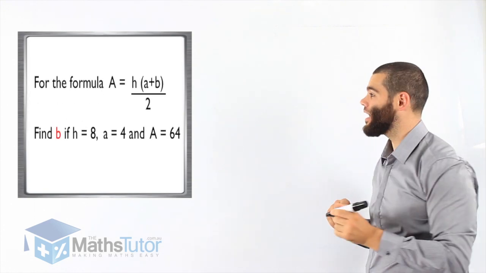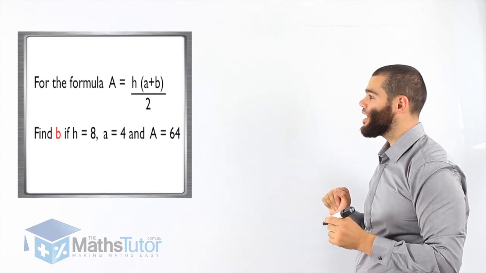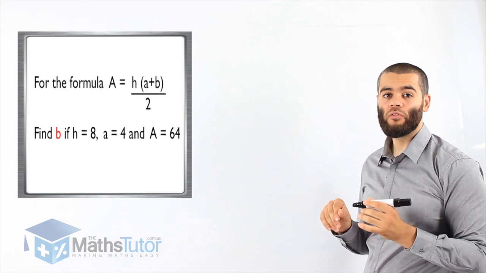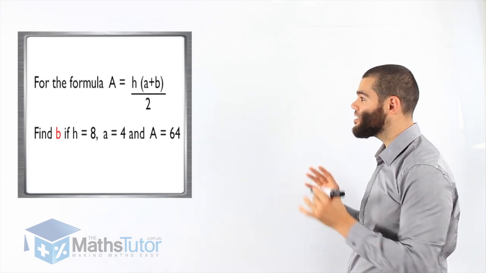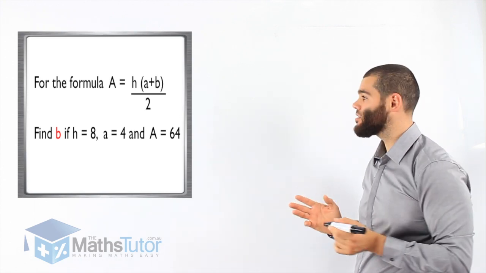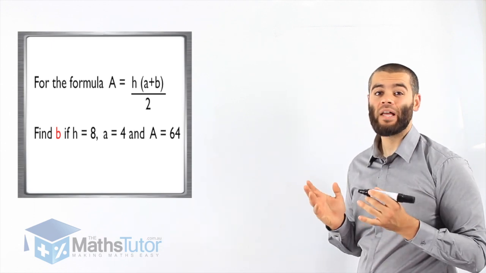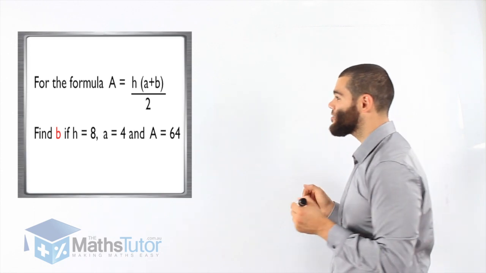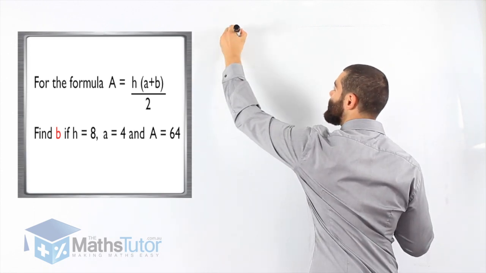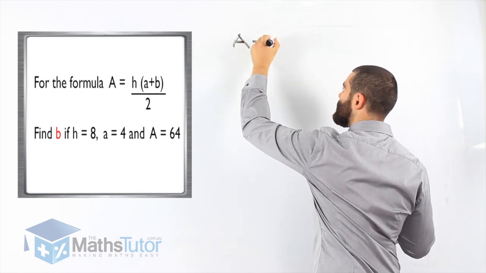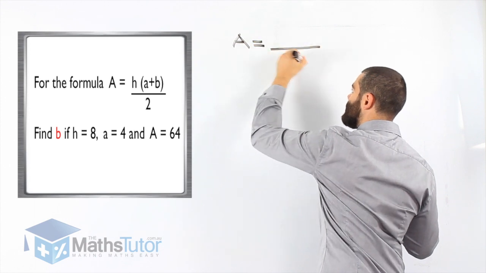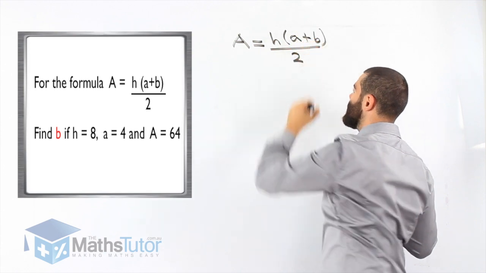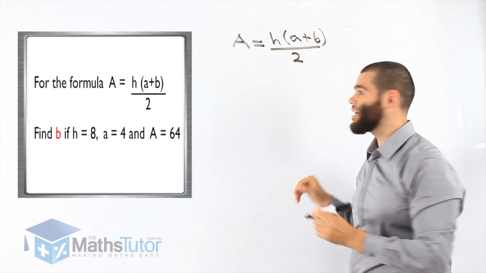Okay, our last formula. A equals h, open bracket, a plus b, close bracket, all over 2. We are asked to find b, if h is 8, a is 4, and capital A is 64. We know capital A stands for area. So let's write our formula first. A equals h, a plus b, over 2. There's our formula. We start to substitute.